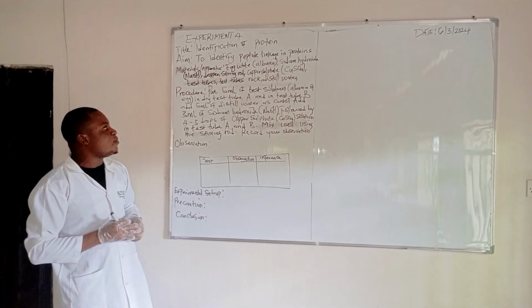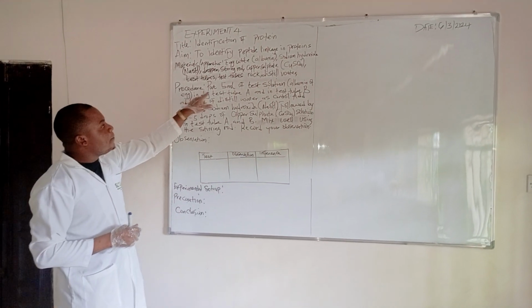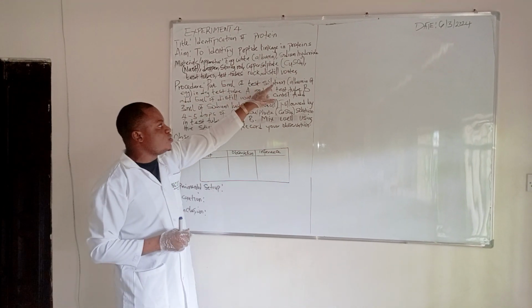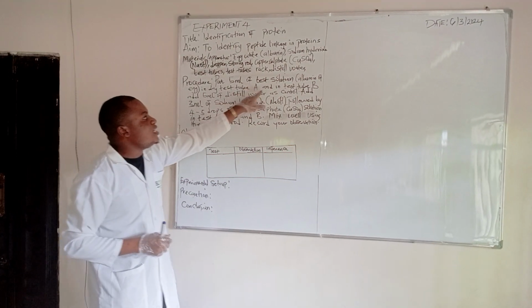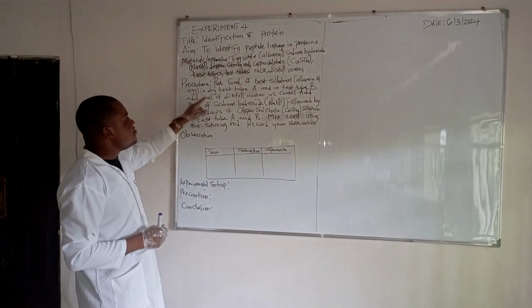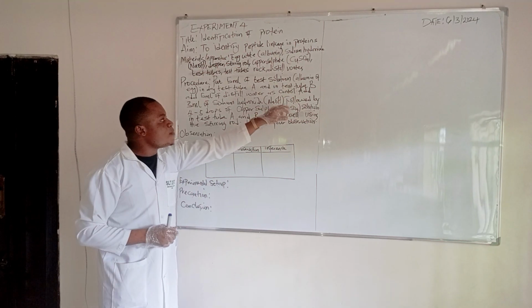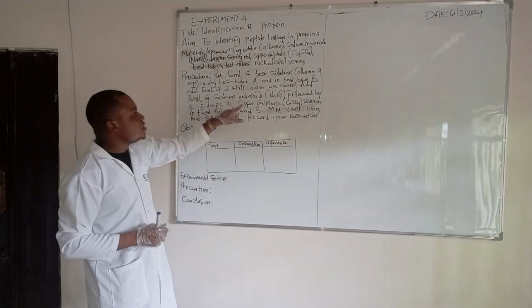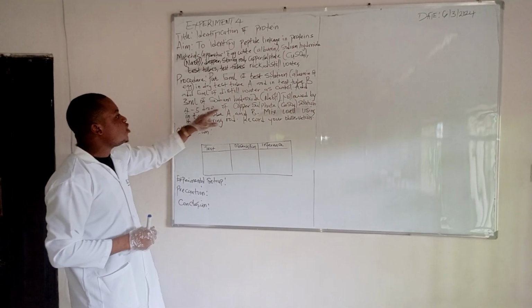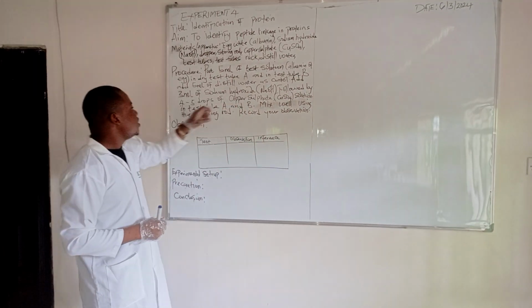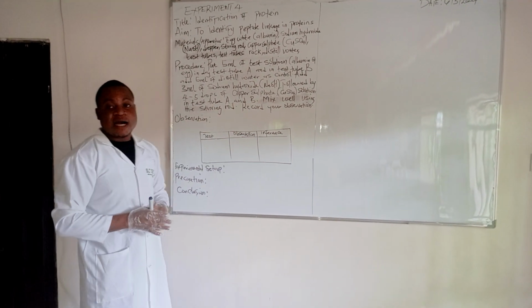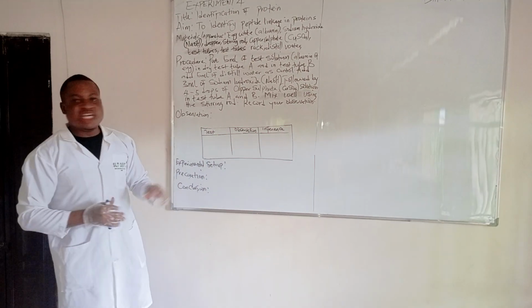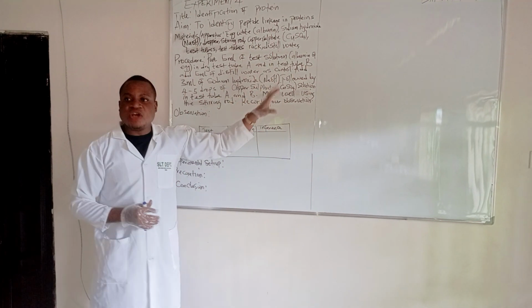Now let's look at the procedures. They say put 5 ml of test solution, albumin of egg, in dry test tube A, and in test tube B, add 5 ml of distilled water as control. Add 3 ml of sodium hydroxide, followed by 4 to 5 drops of copper sulfate solution in test tubes A and B. Mix well using the sterile rod and record the observation.